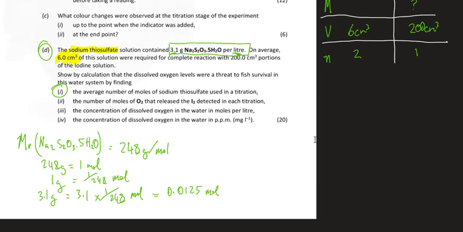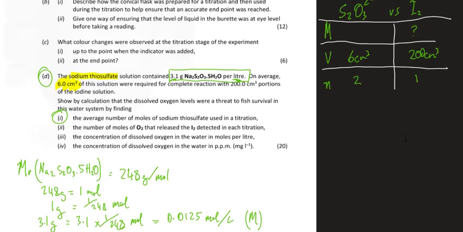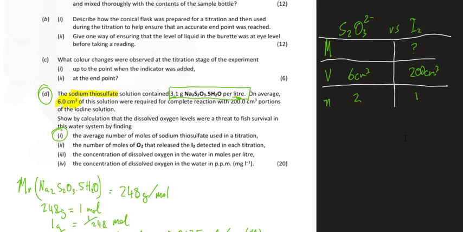moles. Okay, and that 3.1 grams is in a liter, so I can say there's this number of moles in a liter, and so another way of expressing that is in molarity. Okay, so that's my value for the thiosulfate molarity. It's as we calculated, 0.0125 molar.